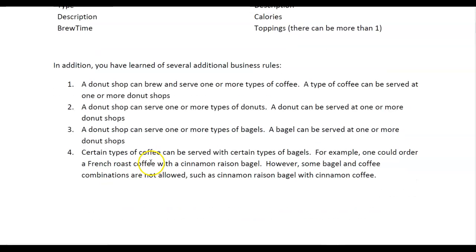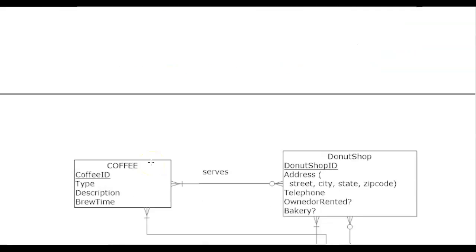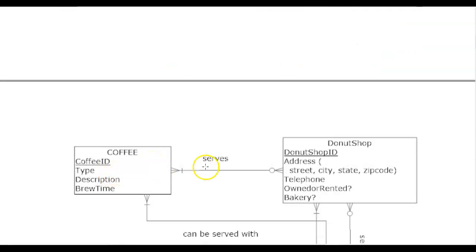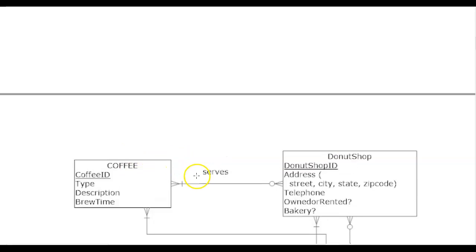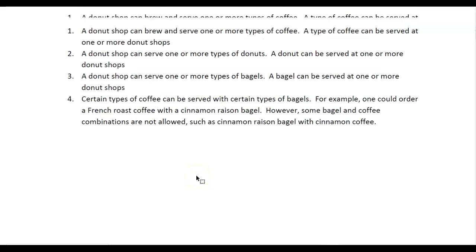So let's stop and just go down and take a look at that. I have a solution right here. So for the donut shop, I assumed it could serve no coffees, although it probably has to serve at least one. Notice here I have owner, question mark, bakery, question mark. And coffee could be served at no donut shops if you have a coffee nobody likes, for example. And then the donut shop serves many or one coffees. That would be a type of coffee, okay.